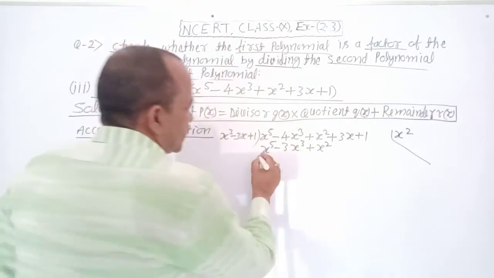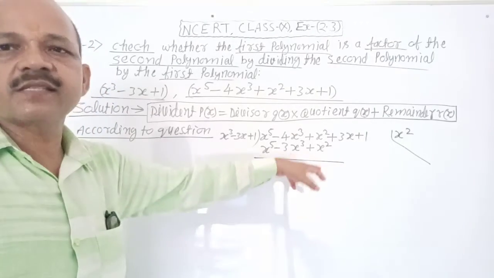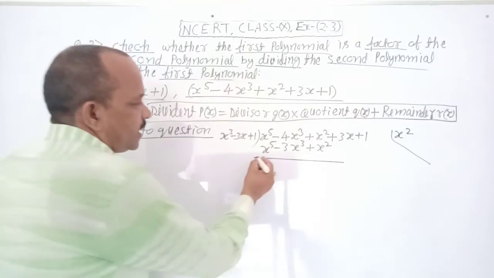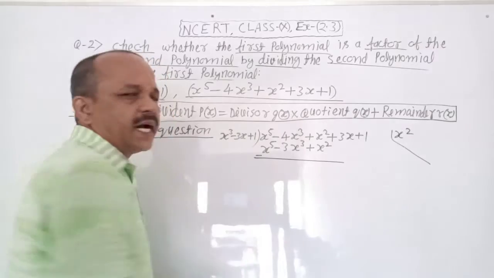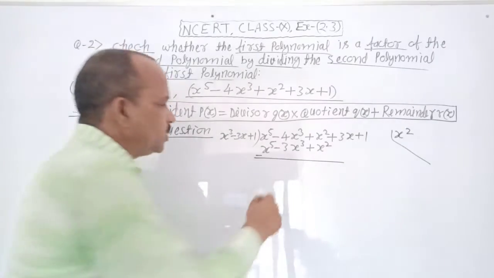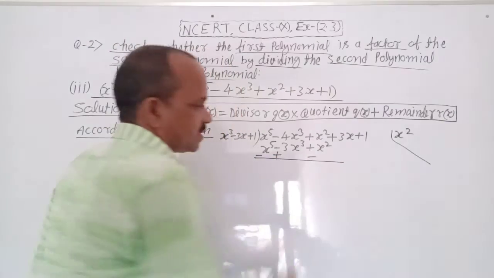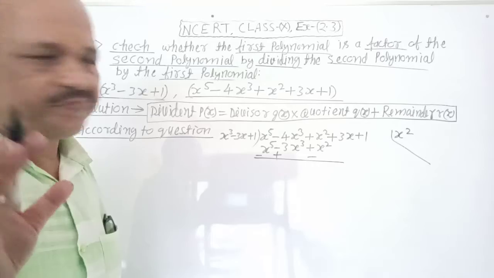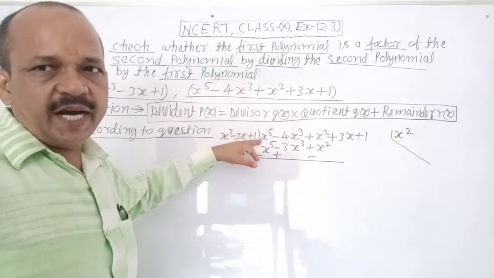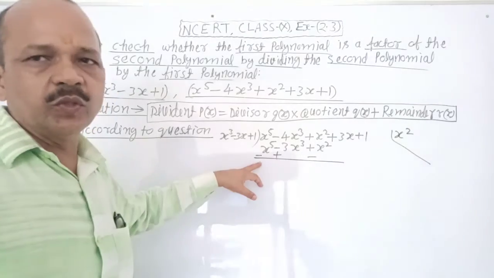Draw a line and subtract it. You change its sign. Here you write minus because here plus. Here minus, so you write here plus. Here plus, so you write here minus. Now you subtract it. Here plus x power 5 and here minus x power 5, so you can cut it.